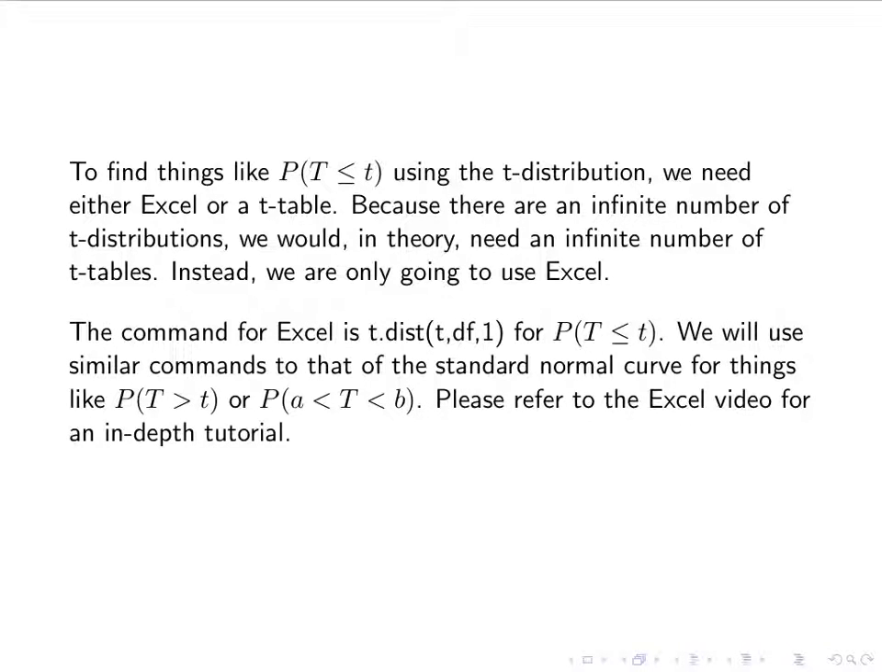As a short introduction, the command for Excel is T.DIST(t, df, 1) for the probability that t is less than or equal to a value. We'll use similar commands to that of the standard normal curve for things like the probability that t is bigger than a number or the probability that t is between two numbers. So for now, you can either try to play around with it or just wait until class to actually get used to using Excel to find the t-values. You will have an Excel video after class for an in-depth tutorial though.